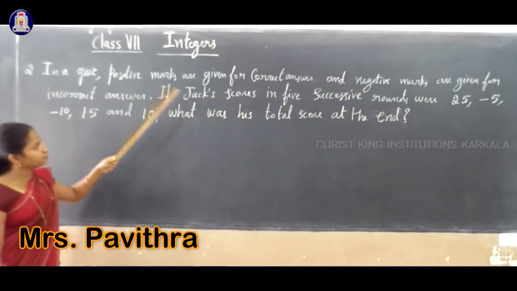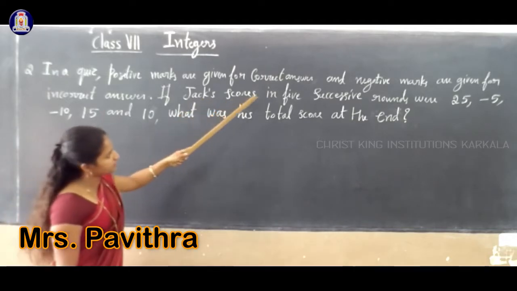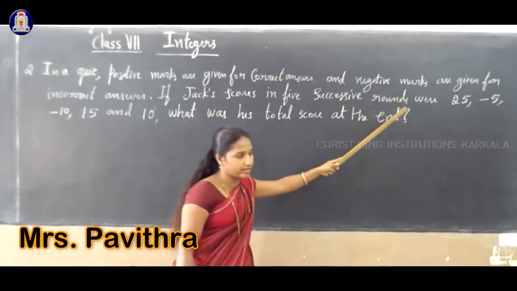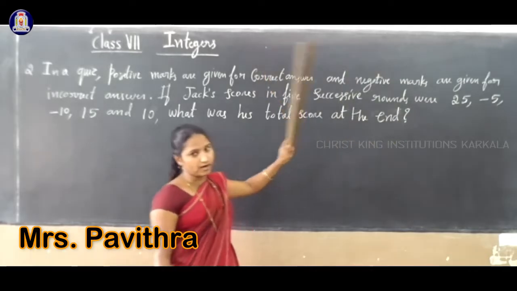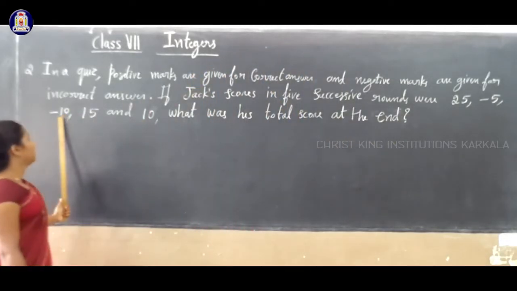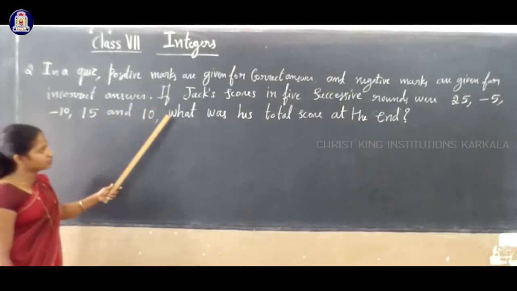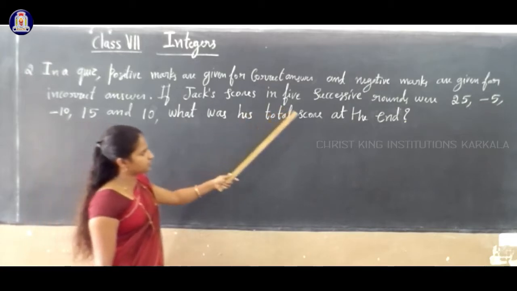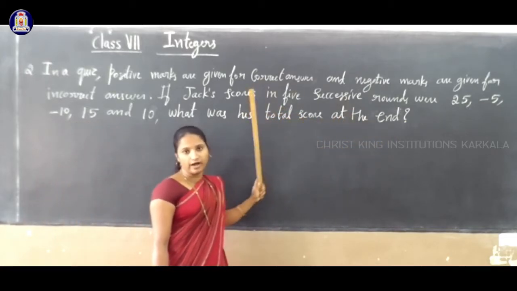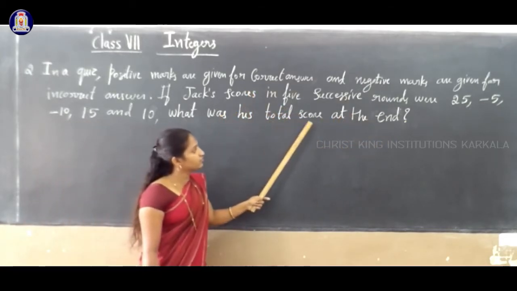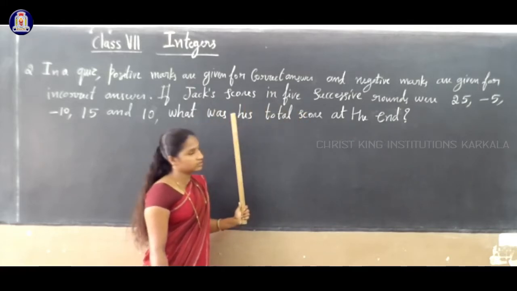So now, if Jack scores in 5 successive rounds were plus 25, minus 5, minus 10, plus 15 and plus 10. What is the question? What was his total score at the end? So you will find total score in a quiz. At the end, how much you will score? That you will find out.